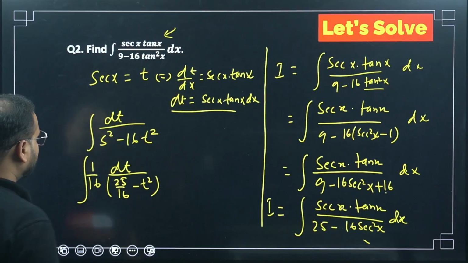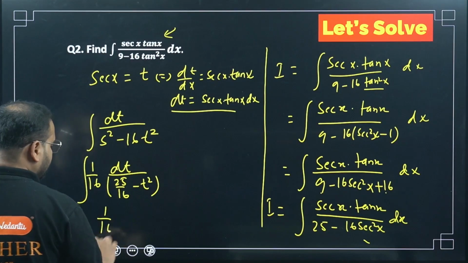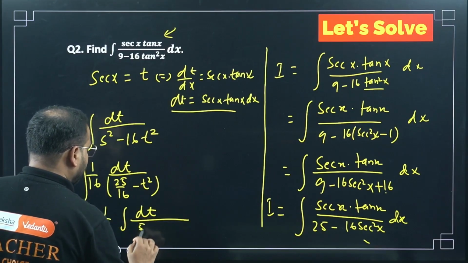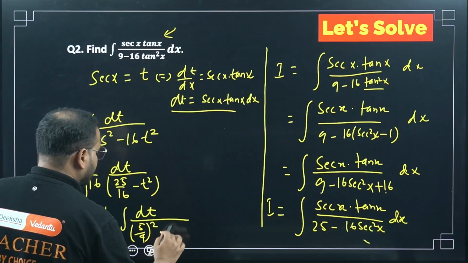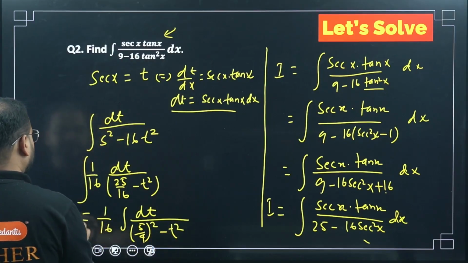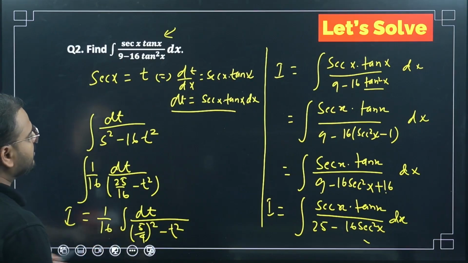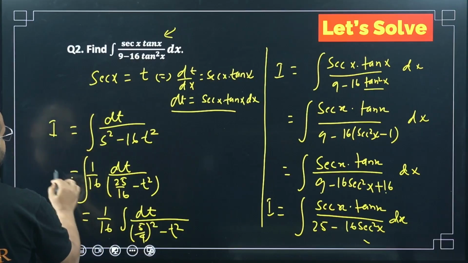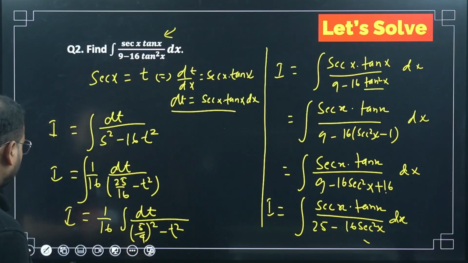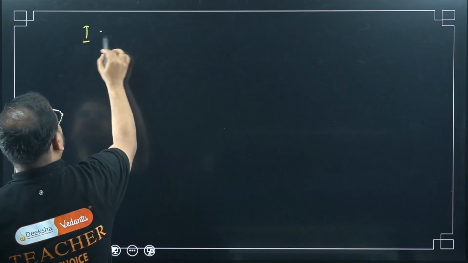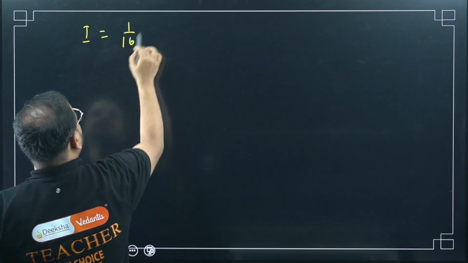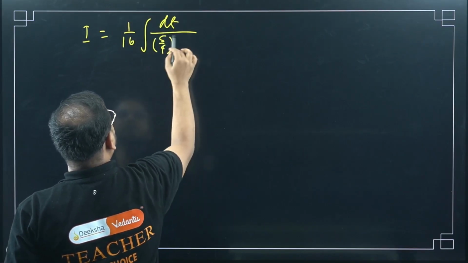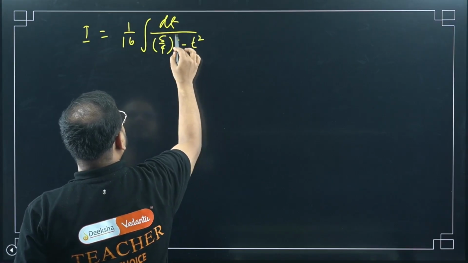So if you look at this, I can write it as 1 by 16 outside, and this is integration of dt upon 5 by 4 the whole square minus t square. Yes or no? This is my integration I. The same thing is repeated over here; after substitution also, I is the same thing. All of this is my integrand only. Please have a look. So my I is now, I'll rewrite this whole thing again: 1 by 16 integration of dt upon 5 by 4 the whole square minus t square. Which form is this?